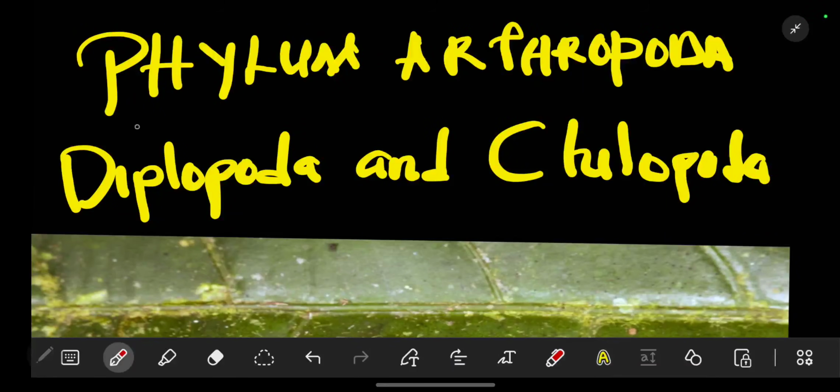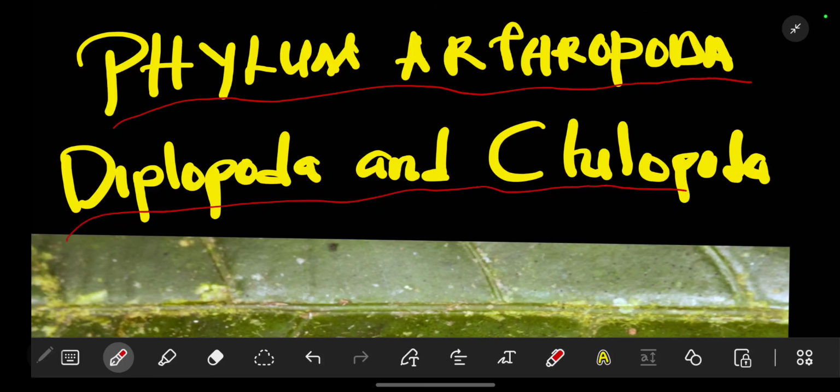So here today we are going to be looking at the Phylum Arthropoda. The Phylum Arthropoda has a lot of classes, but today we are going to be looking at the class known as the Diplopoda and the Chilopoda. What are these? The common example of the Diplopoda is the millipede, and the Chilopoda is the centipede. Look at the spelling: chilopod, centipede. They both start with a C. Then Diplopoda, we have the millipedes.